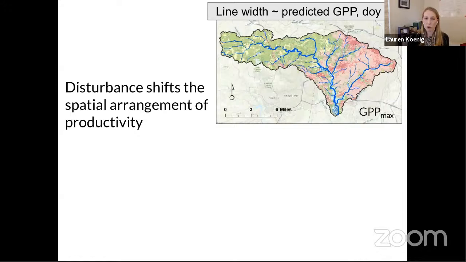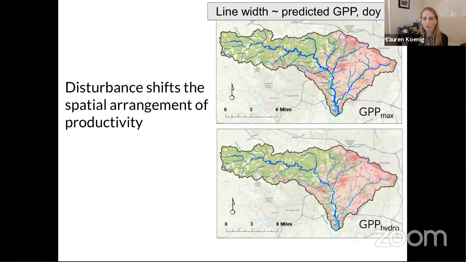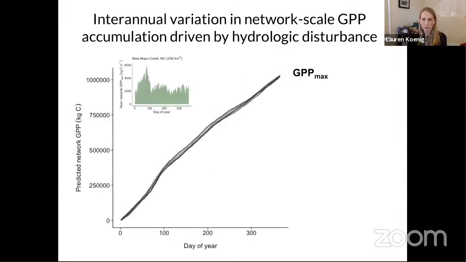This is a graph I showed before of GPP max distributed throughout the watershed on the day of maximum network scale productivity in the spring. And once we account for the effects of hydrologic disturbance, what you can see is that the urban parts of the watershed are so flashy, they're essentially very unproductive. And most of the network scale productivity is coming from the forested parts of the watershed. Now, the hydrologic disturbance also, of course, modifies the annual magnitude of network scale productivity.